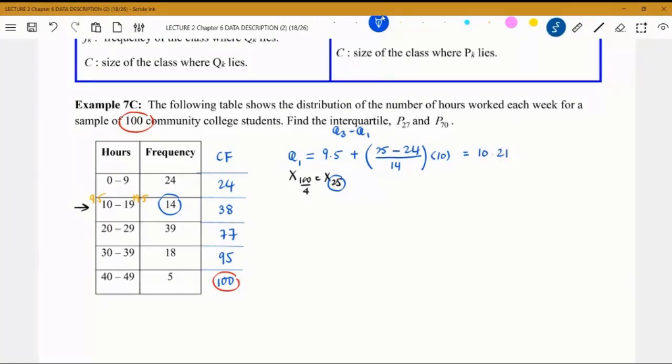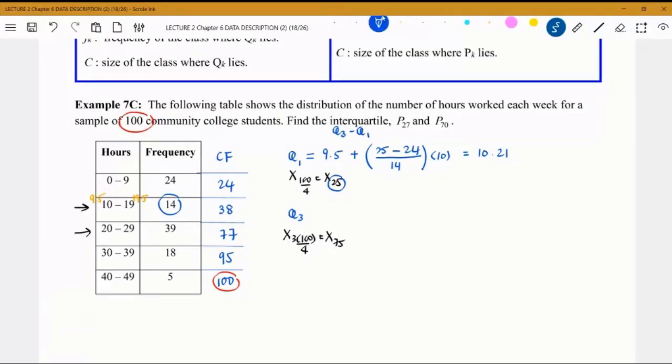Okay, so Q3. Find the observation first: 3 times 100 divided by 4, so obviously we get the 75th observation. The 75th lies on the third class, because the second class only reaches 38. Your data is 75, so it falls on the third class.